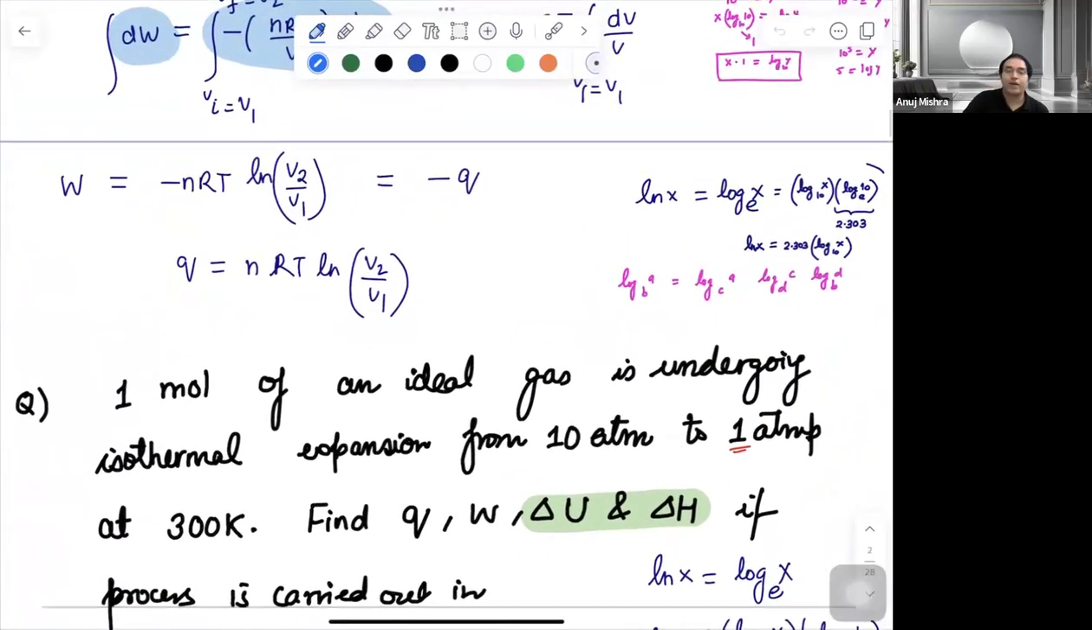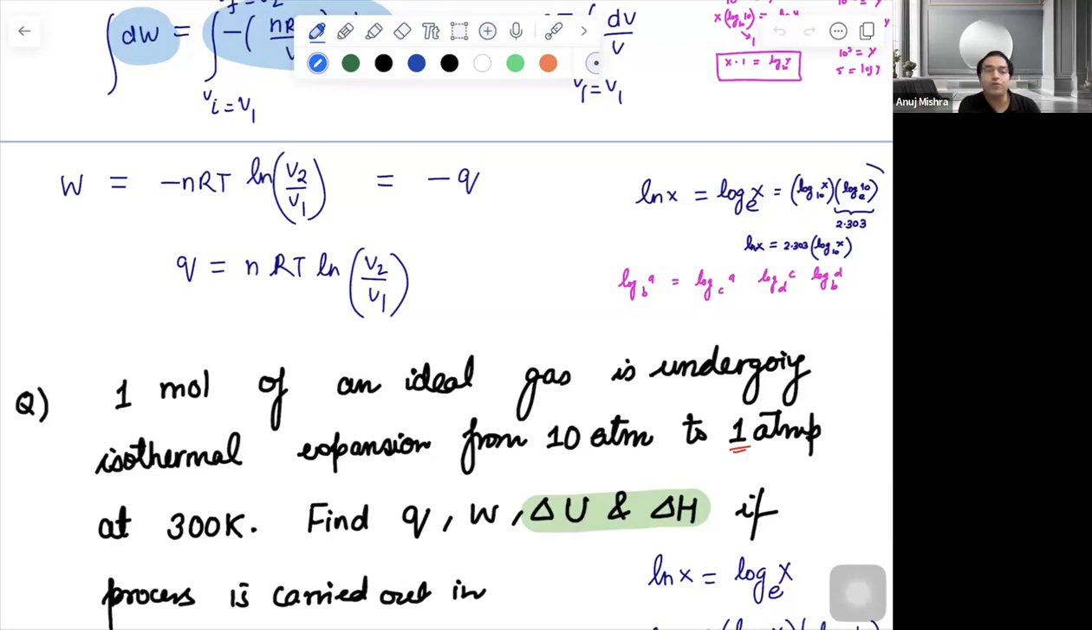Q, W, delta U, and delta H for this question. This time, it is isothermal expansion from 10 atmosphere to 1 atmosphere. Try. First, solve this question, then I'll come to the next phase. Please write down the question and try to solve.